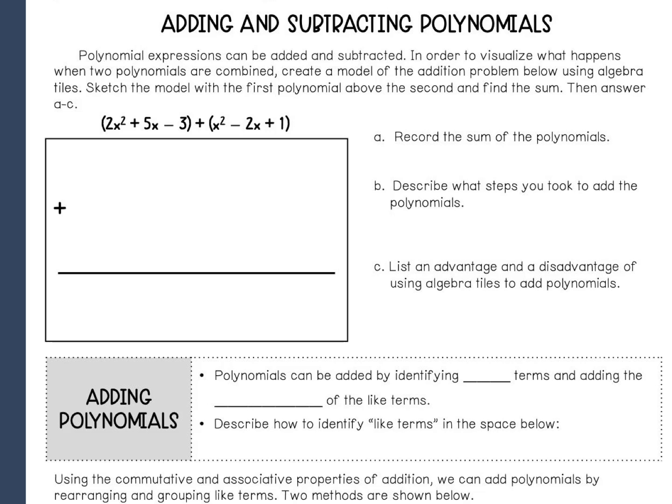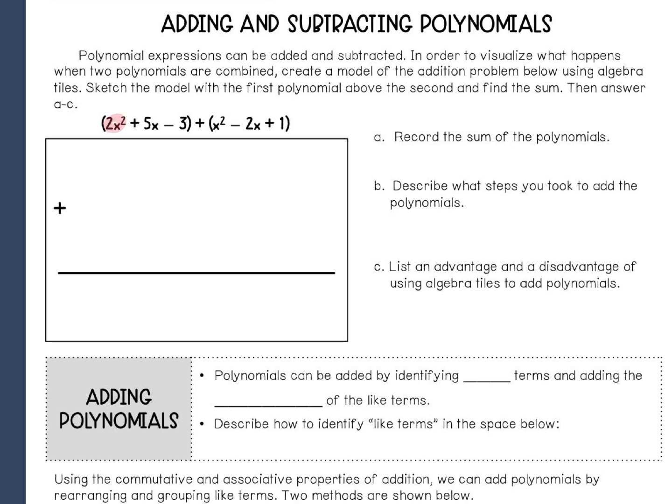Polynomial expressions can be added or subtracted in order to visualize what happens when two polynomials are combined. We can create a model. Sketch the model. Okay, we're not actually going to use the algebra tiles on this. We're going to do that when we do factoring. We did talk about what algebra tiles look like yesterday. We talked about when we did this in Unit 1, we talked about several ways we could do this.